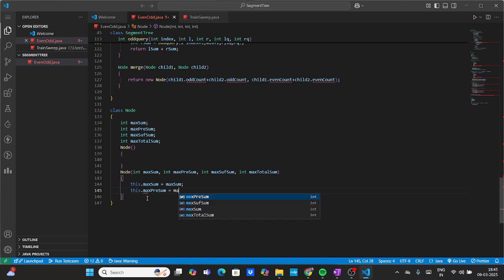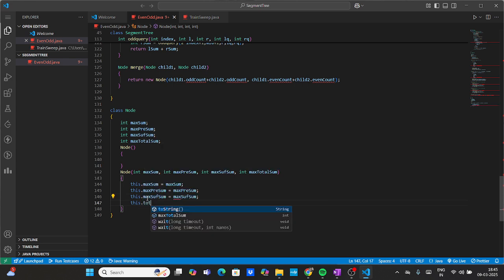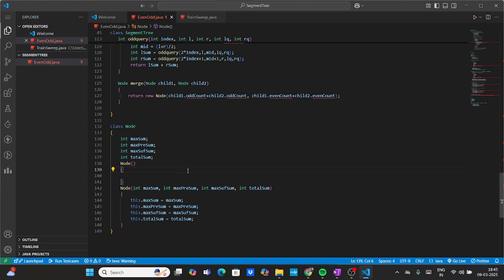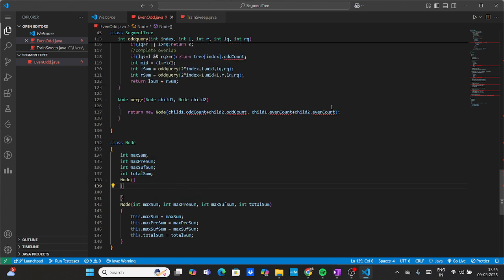This dot max prefix sum. This dot max suffix sum. This dot max total sum is max. Okay, so I guess we shall write this as total sum, right? There is no max over here. This dot total sum. So is the structure clear? I mean the node structure, what we stored. Yes. Okay, chalo, done. So shall we go to merge?